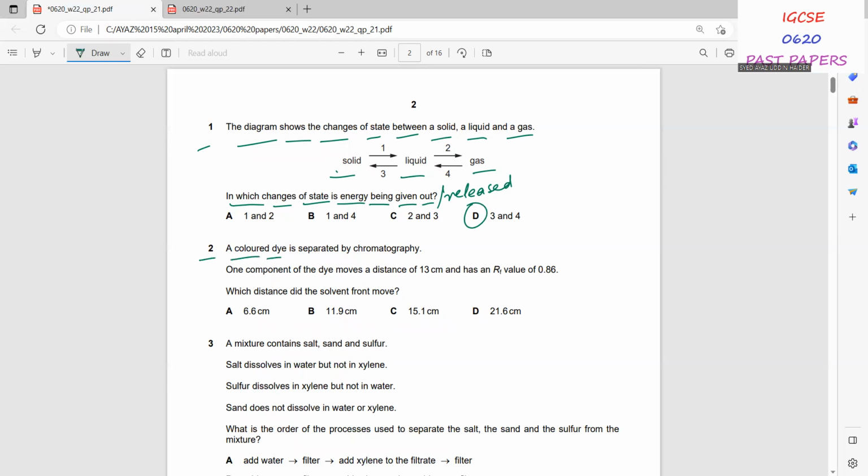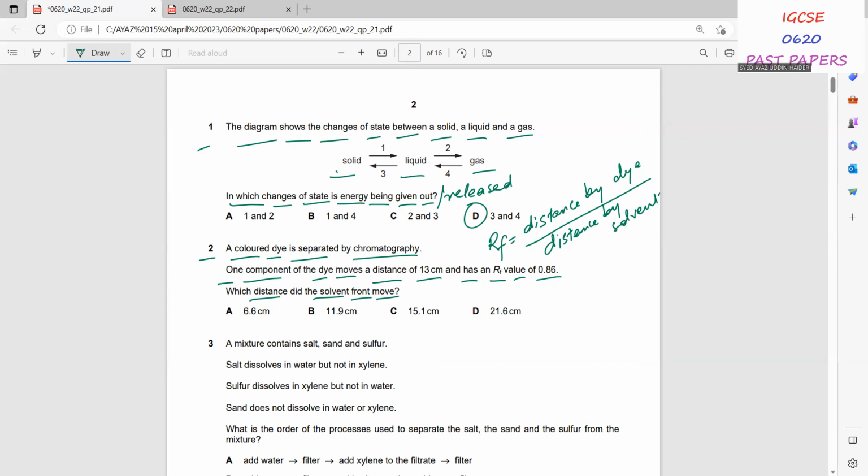Number 2, a colored dye is separated by chromatography. One component of the dye moves a distance of 13 centimeters and has an Rf value of 0.86. Which distance did the solvent front move? We need to calculate the distance of the solvent. You know the formula? Rf is equal to distance moved by dye divided by distance moved by solvent.